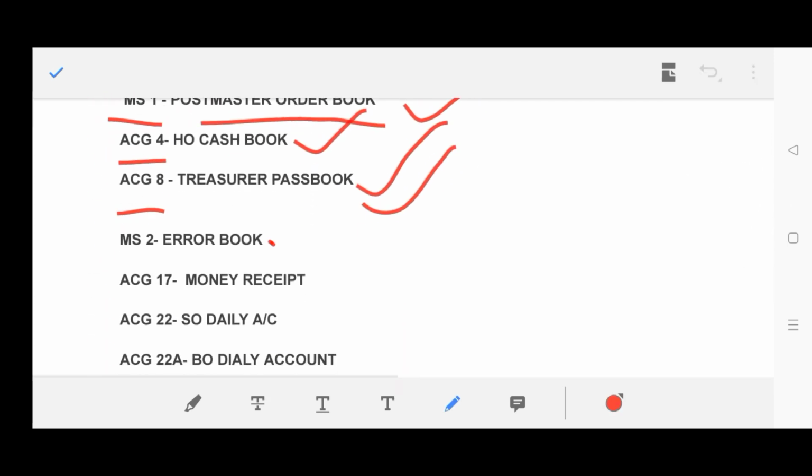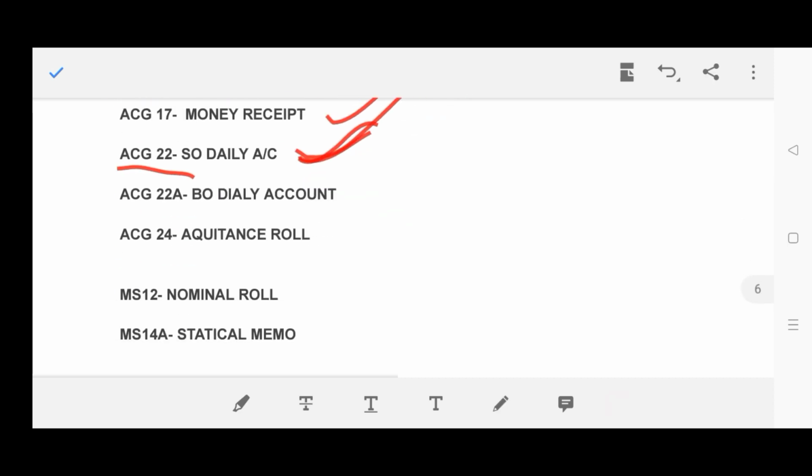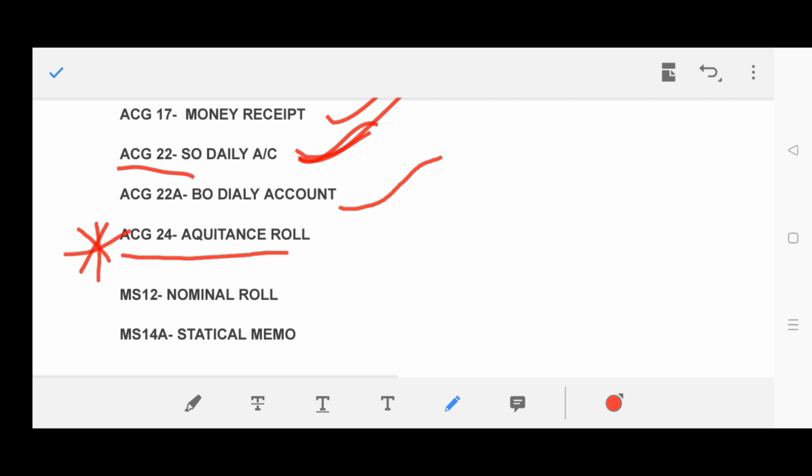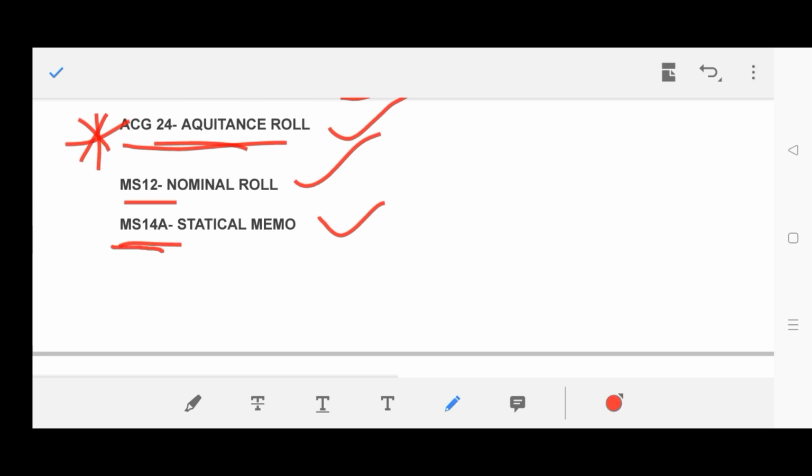Next, MS2 is error book. These error books are in all post offices. Next, ACC17 is money receipt and ACC22 is SO daily account. ACC22 is the form number of SO daily account and also of PO daily account. ACC24, very important form number. This is the acquittance roll. Next, MS12 is nominal roll. MS14A is statistical memo. The statistical memo form number is MS14A.